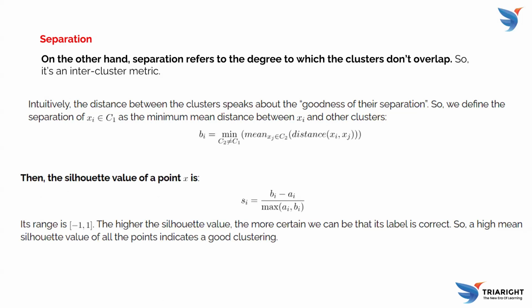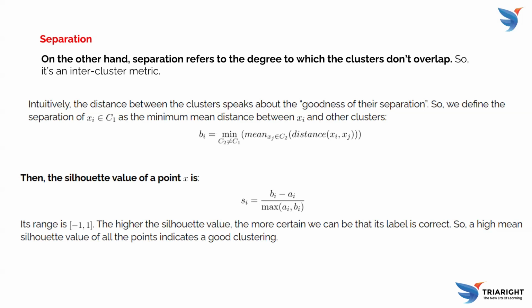Then we can say the silhouette value of the point x is given by this calculation. It ranges from -1 to +1. The higher the silhouette value, the more certain we can be that its label is correct. A high mean silhouette value over all the points indicates a good clustering.